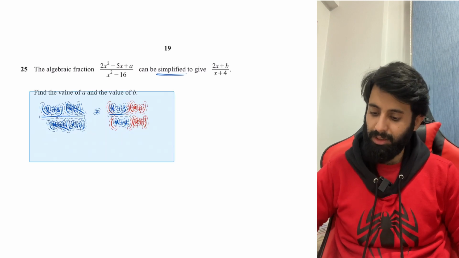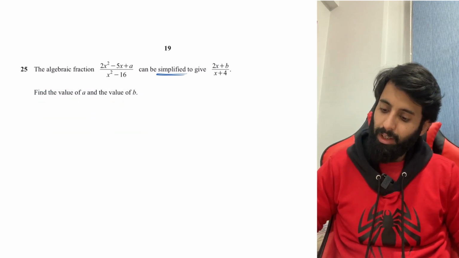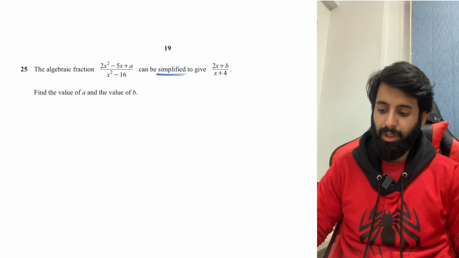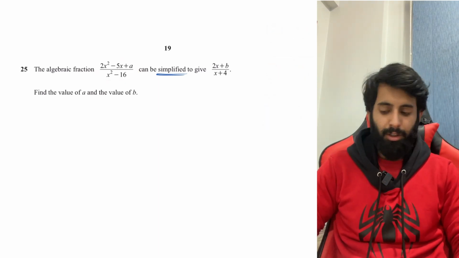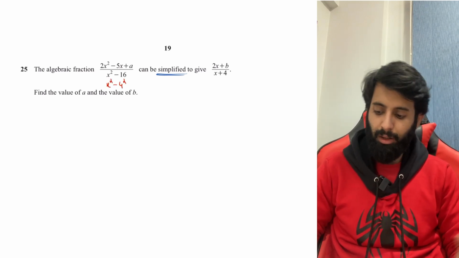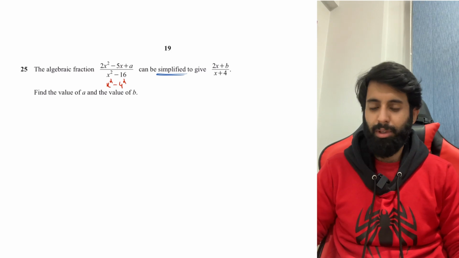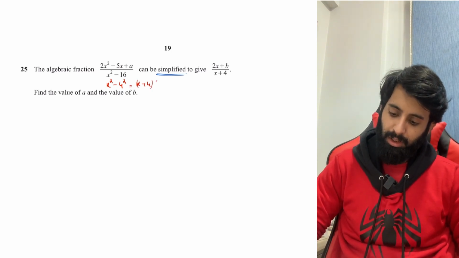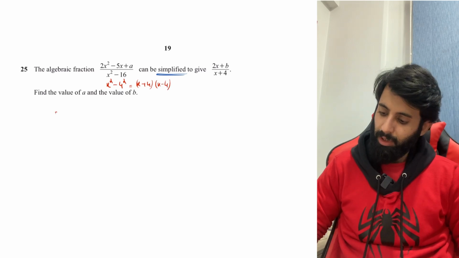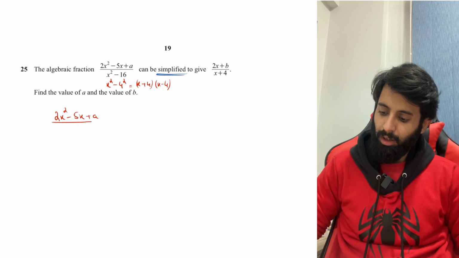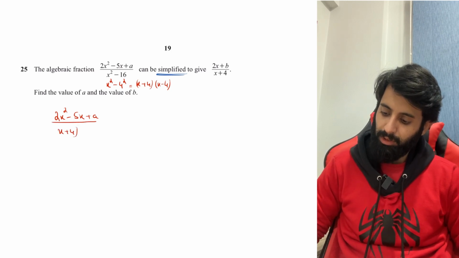Okay, so that's that. Now, if I look at this fraction, while I can't really factorize the numerator because I don't know what a is equal to, I can factorize the denominator by using a certain identity, which is a squared minus b squared, and a over here is equal to x, and b over here is equal to 4. And x squared minus 4 squared can be written as (x plus 4) times (x minus 4). So we have the numerator as it is, 2x squared minus 5x plus a, over (x plus 4) times (x minus 4).